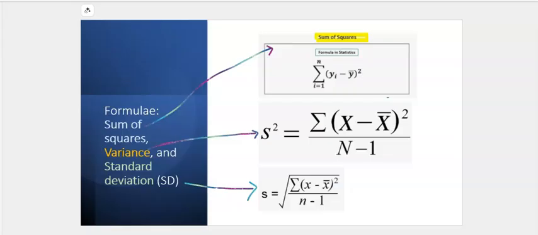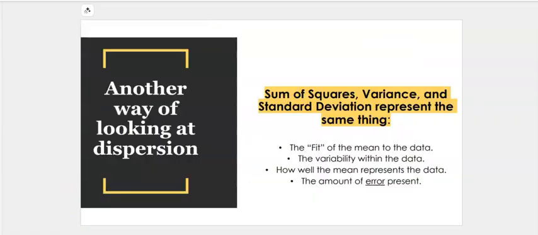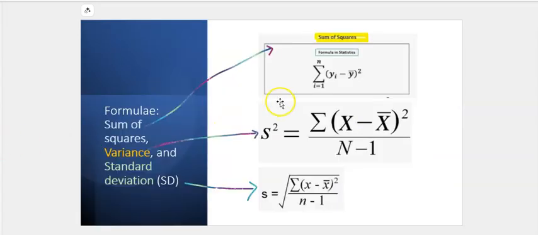So now you can see here the formula: the sum of squares, and then you divide by n minus one, and then you take the square root. So that is the standard deviation. This is the variance, and this is the sum of squares. So all these are different formulas, and you will try to understand by studying. Sum of squares, variance, and standard deviation represent the same thing, that is how much the individual scores deviate from the mean. In that sense they are the same thing, but they have different formulas. So you have to know this.